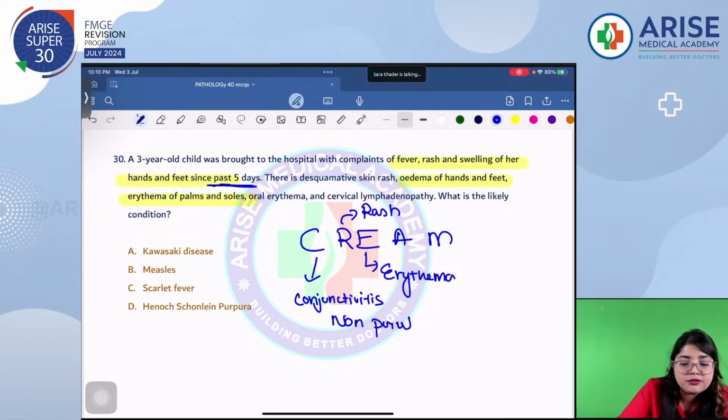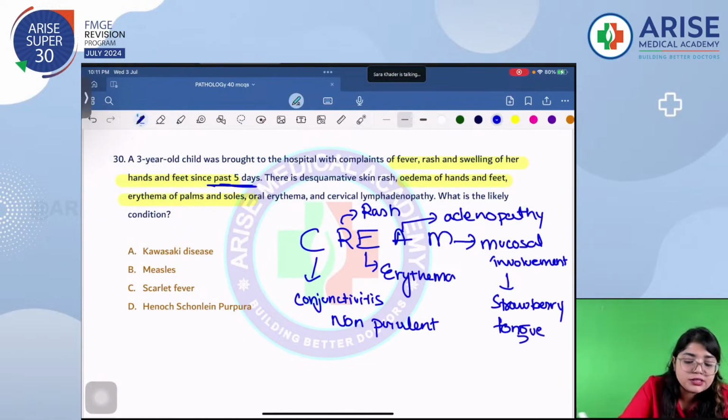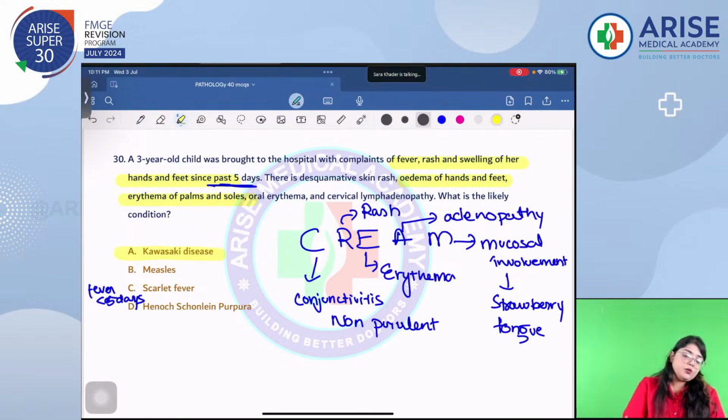Very good. Because this was also asked in the INI-set paper, right? There's adenopathy. And this is most likely cervical adenopathy, which is unilateral, and mucosal involvement, in the form of strawberry tongue. Now, strawberry tongue can also be seen in scarlet fever. But how do you differentiate between the two? Scarlet fever, remember the fever is less than 5 days. What about Kawasaki? The fever will be more than 5 days.